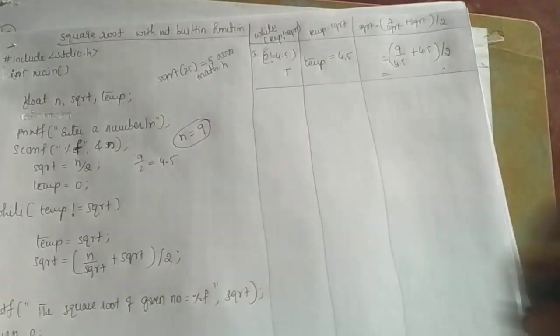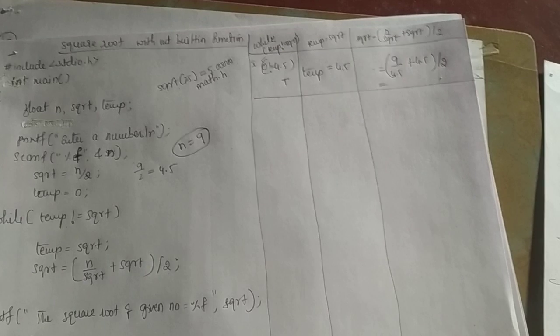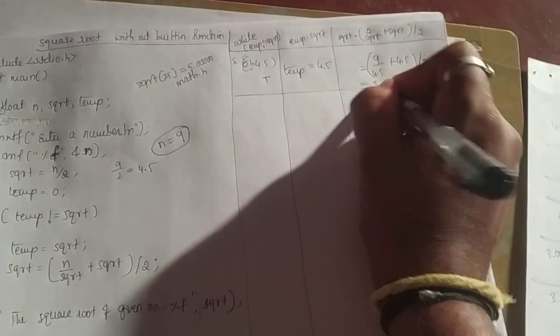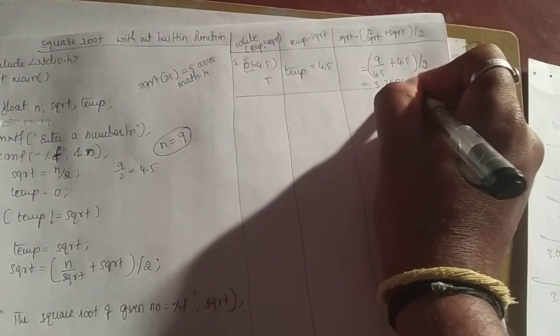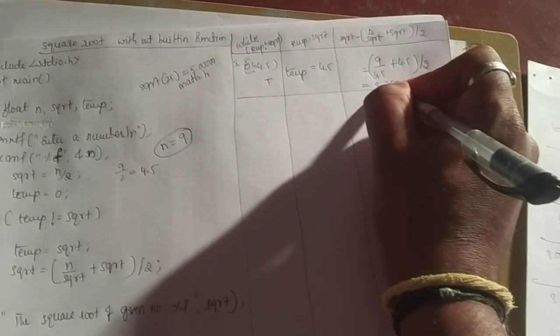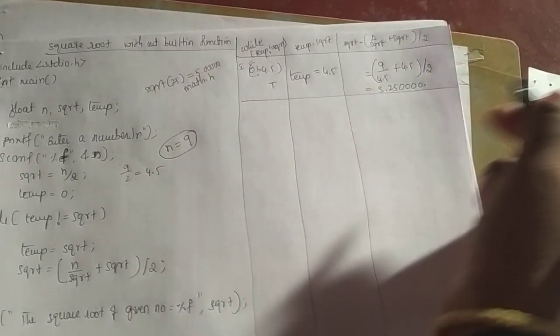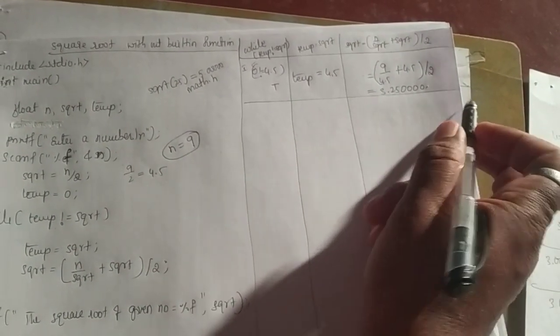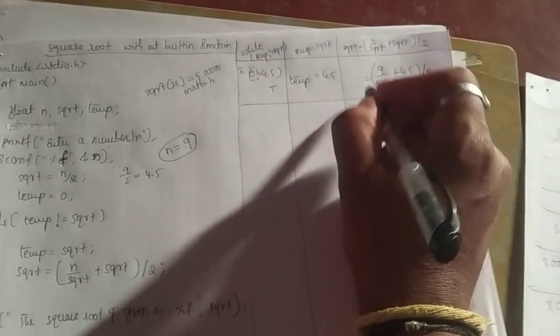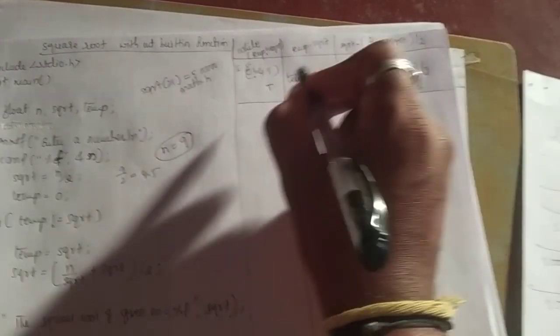If I calculate this using a calculator, I will get the value 3.250000. You can take 6 digits after the decimal because of float. Okay? 3.25000. Now we have got some updated values for sqrt and temp.